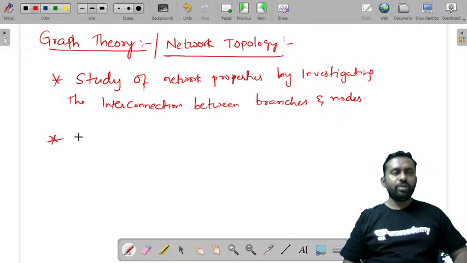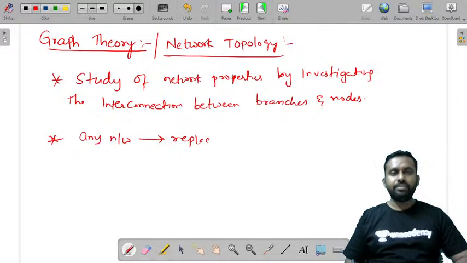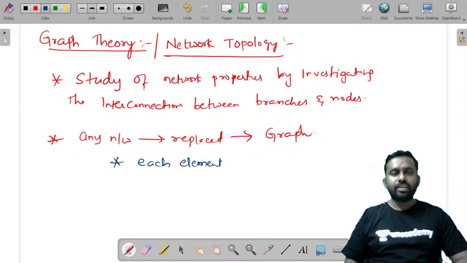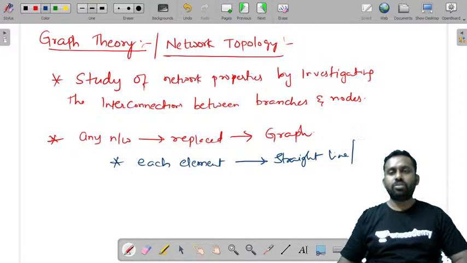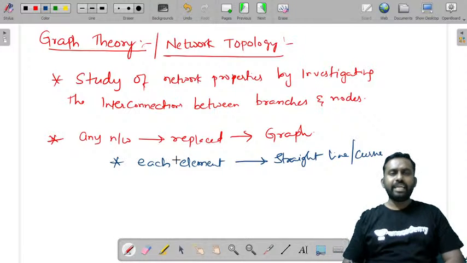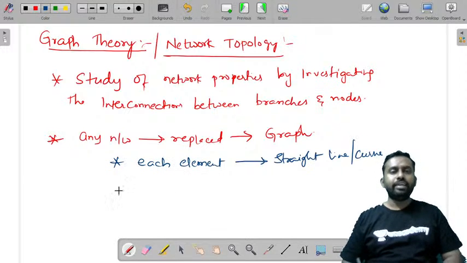Next, in network topology, any network is replaced by a graph. What do you do in that? You develop the graph by replacing each element, each and every line segment, by either a straight line or a curve.